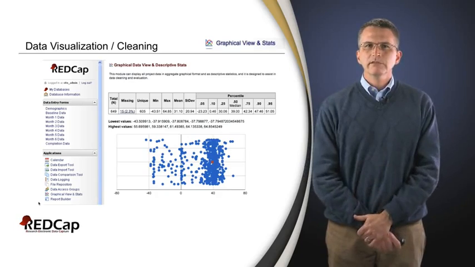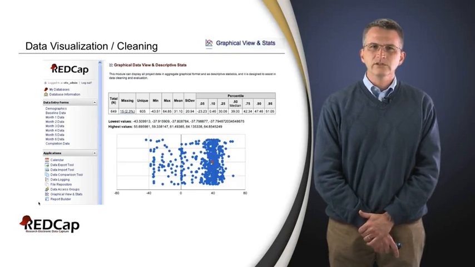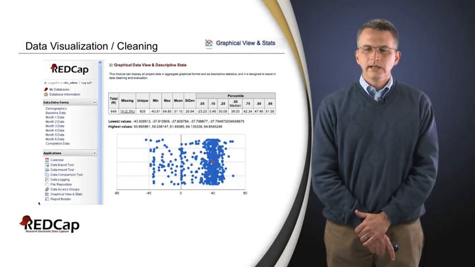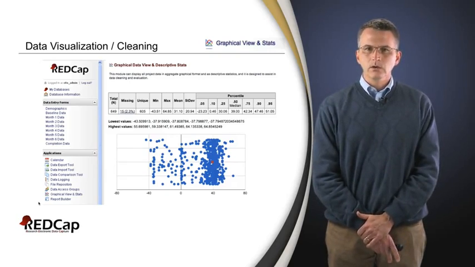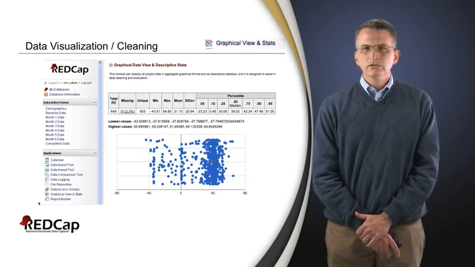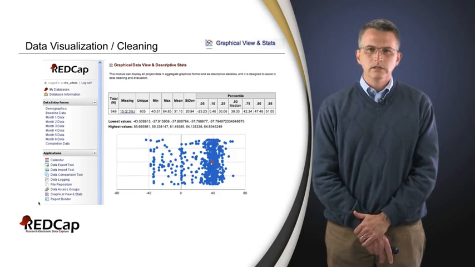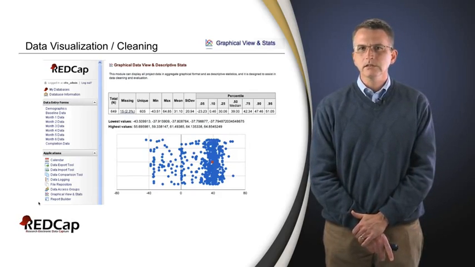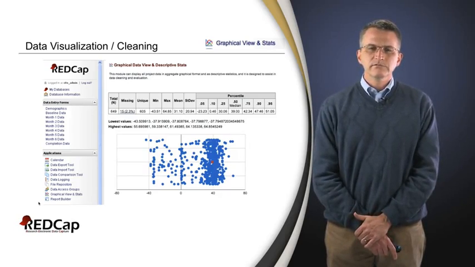So one of the things that we found very useful is to embed within REDCap this data visualization or cleaning tool that allows you to, for any data element that you've collected, either categorical, which would show up as a bar type graph, or continuous, as you see here, show those in a jitter plot, in univariate fashion. And basically the way people use this is to find outliers.